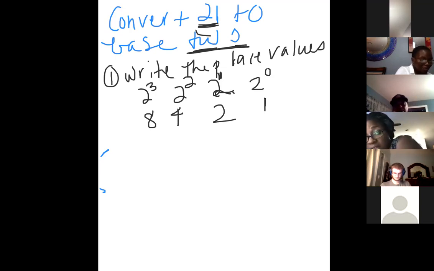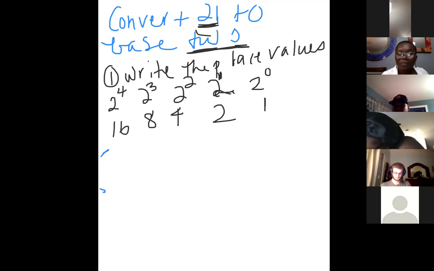So guys, 2 to the third is 8. And the next one is going to be 2 to the fourth power, which is 16. We're going to stop right there. That's going to be the closest. Yes, absolutely. We're stopping right there because 16 is very close to 21.